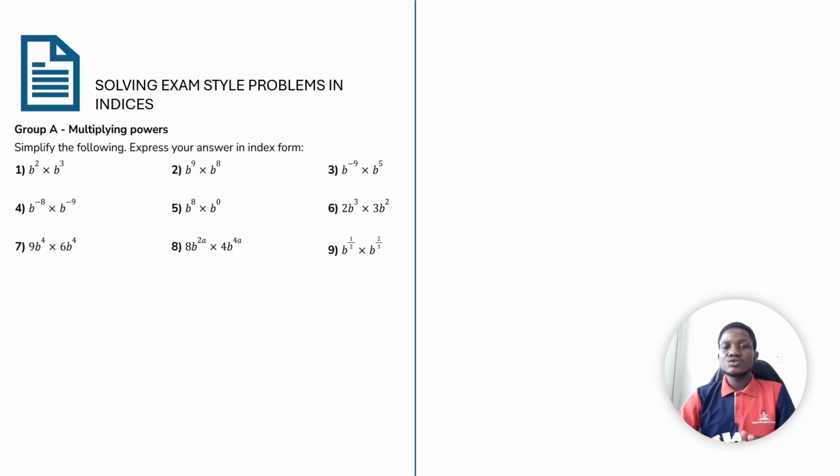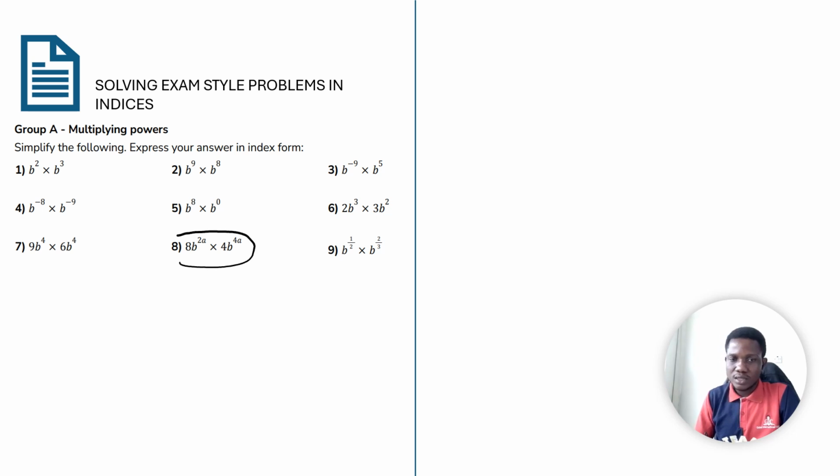Let's go further to solve some exam style problems in the indices. Okay, and so I'm going to work on question 8. I expect you to do more of the other ones on your own. So for question 8, I have 8b raised to the power of 2a multiplied by 4b raised to the power of 4a.